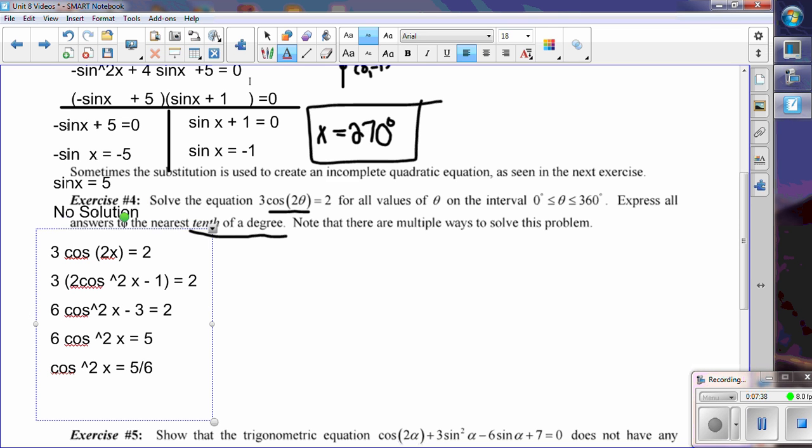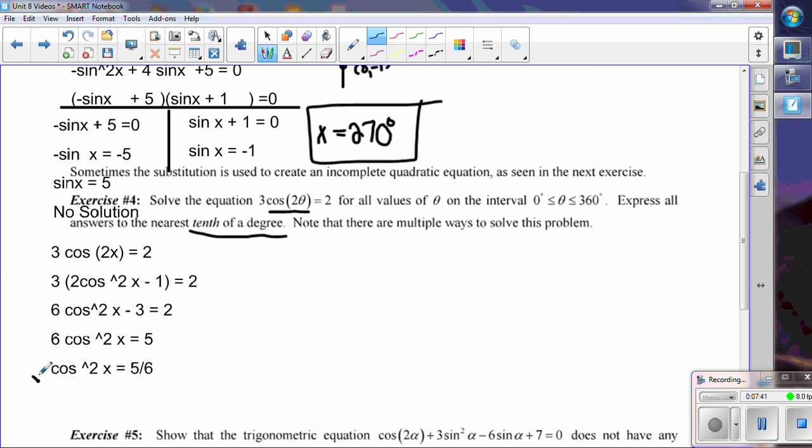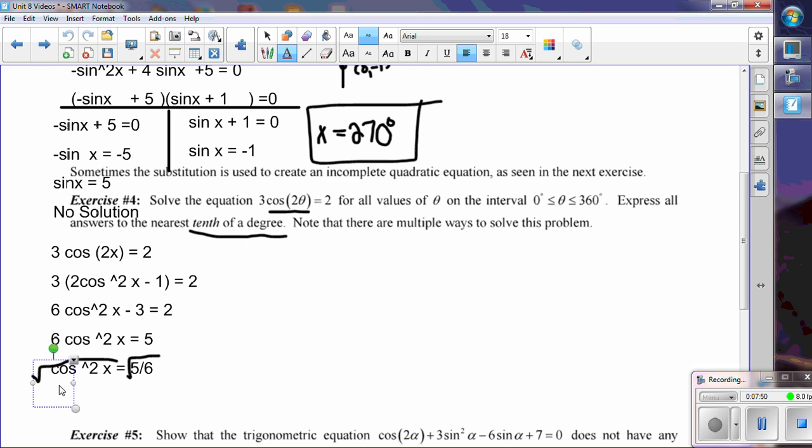The next thing I'm going to do is I'm going to take the square root of both sides. So I got to get rid of that square. So when I do that, in my next line, I have cosine of x is equal to the square root of 5 divided by 6. So I'm just going to put the square root back in this way. Well, we are not done because we all know that this is going to be plus or minus.